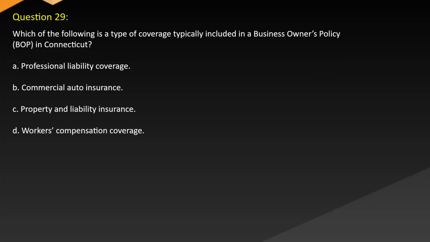Question 29. Which of the following is a type of coverage typically included in a business owner's policy (BOP) in Connecticut? A. Professional liability coverage. B. Commercial auto insurance. C. Property and liability insurance. D. Workers' compensation coverage.